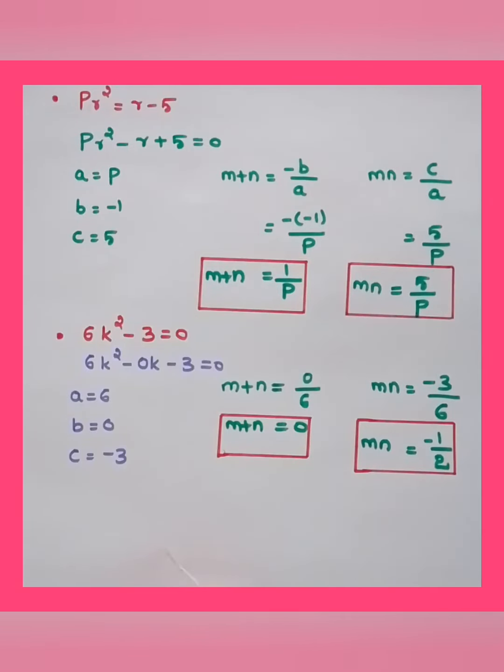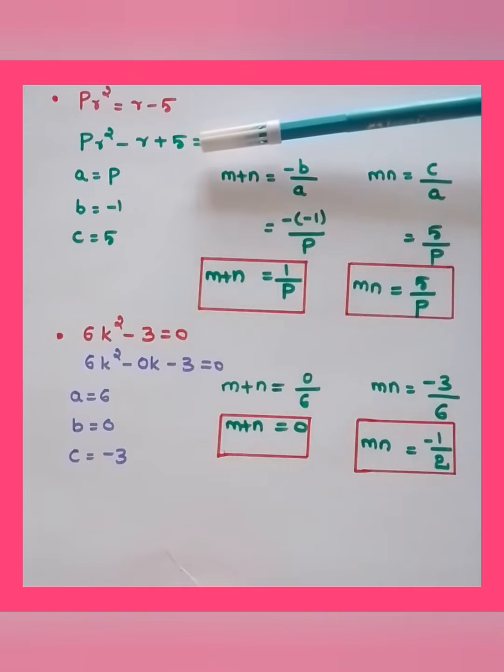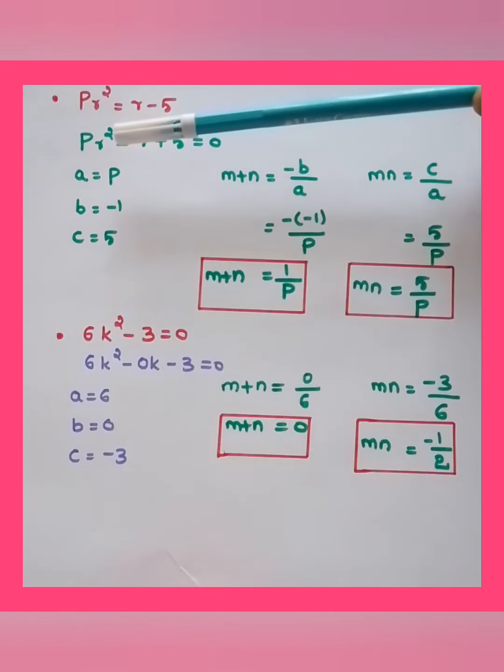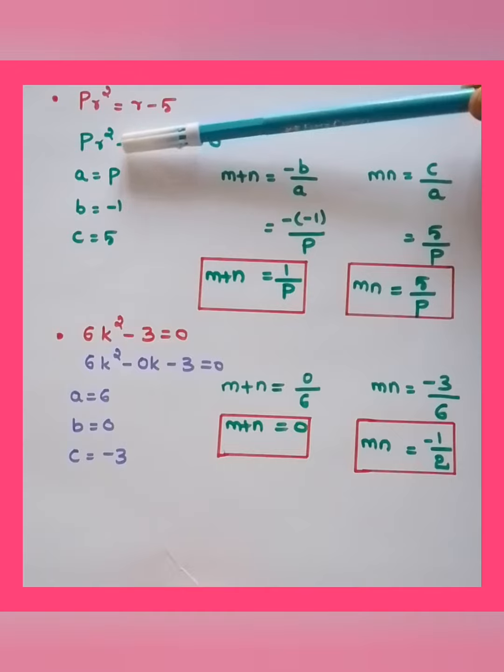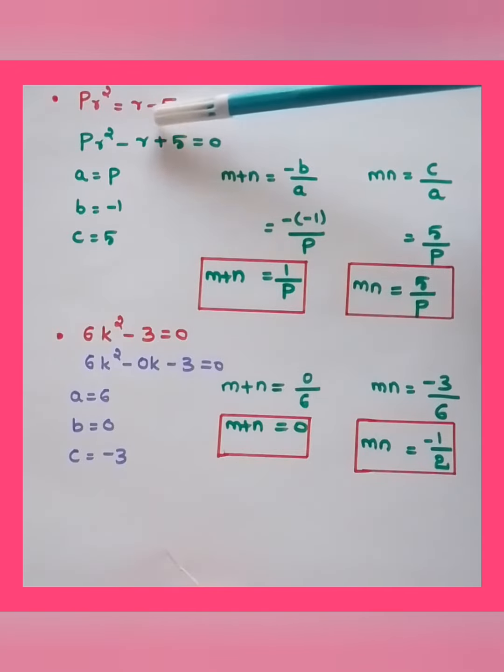Next we shall check out a few more sums related to finding the sum and product of the roots. p r square is equal to r minus 5. If an equation is given in this form, you have to bring it to the standard form. Shift everything to the left hand side and equate it to 0. Shifting r to the other side, it becomes minus r, and minus 5 becomes plus 5. Compare this with the standard equation. a is equal to p, the coefficient of r square. b value is minus 1 and c is 5.